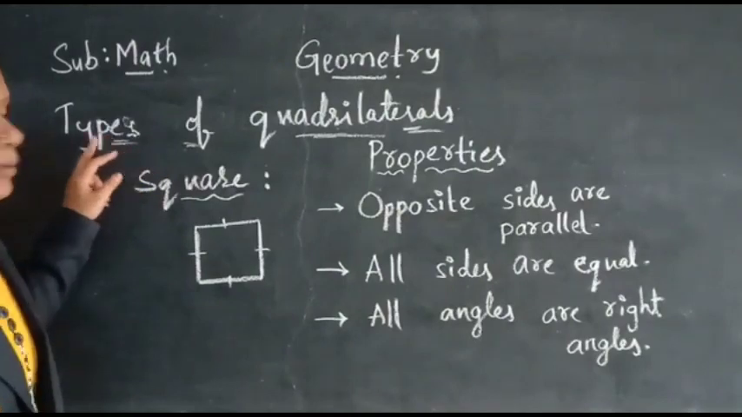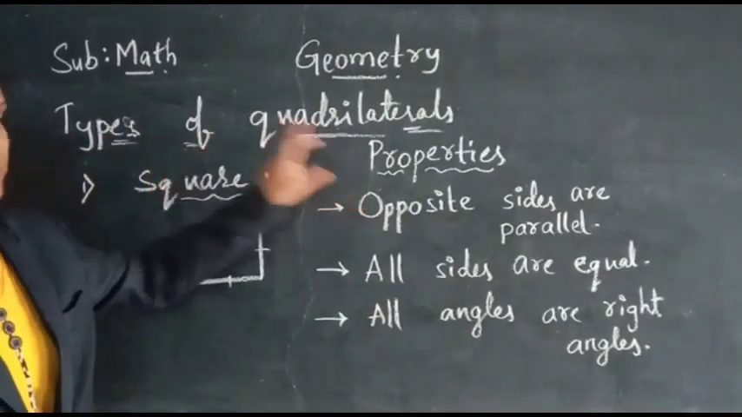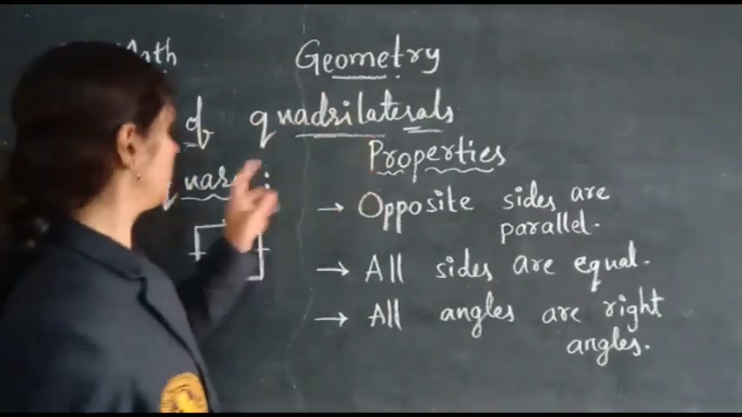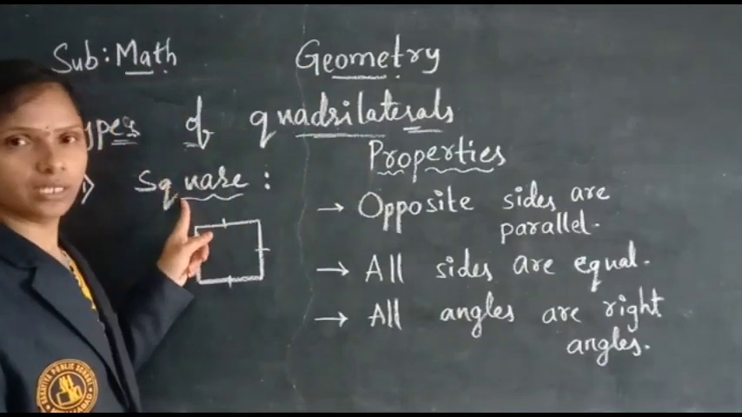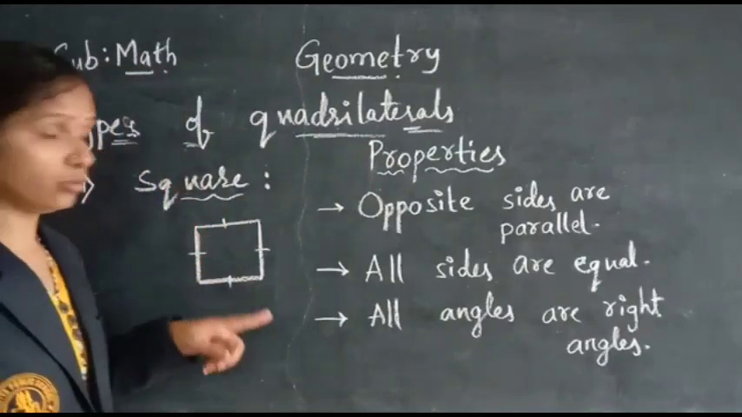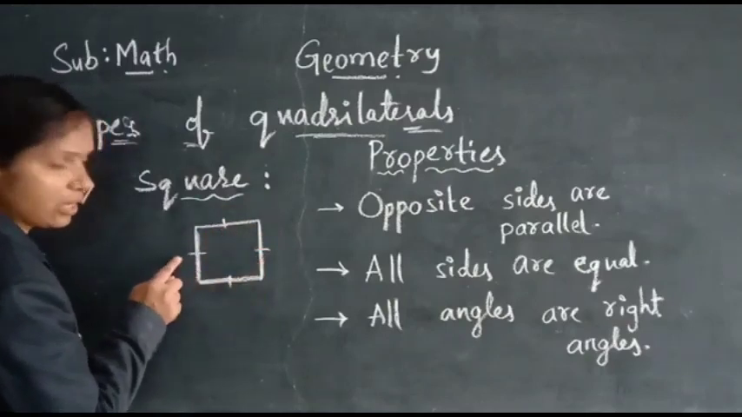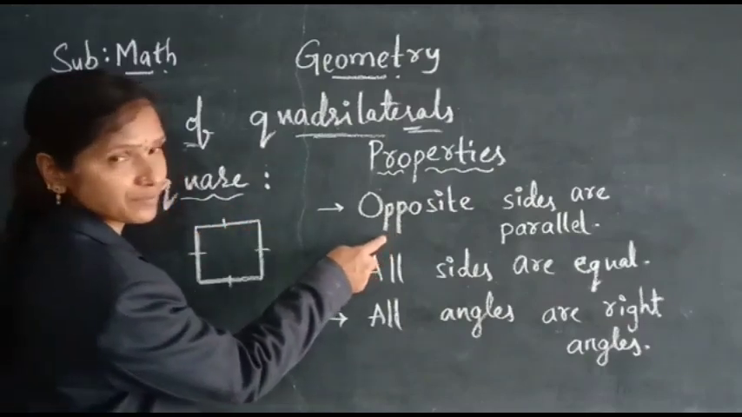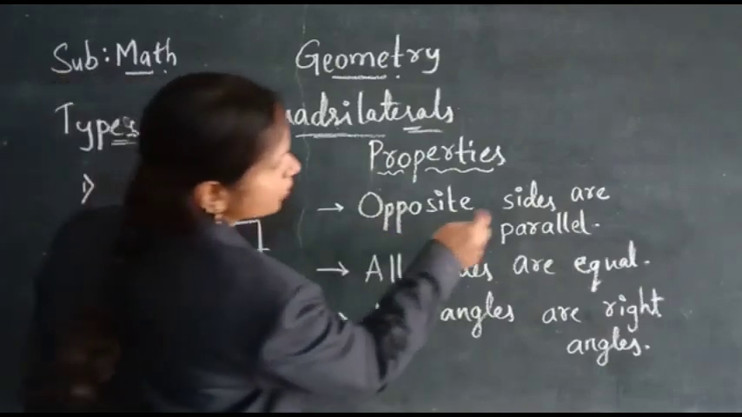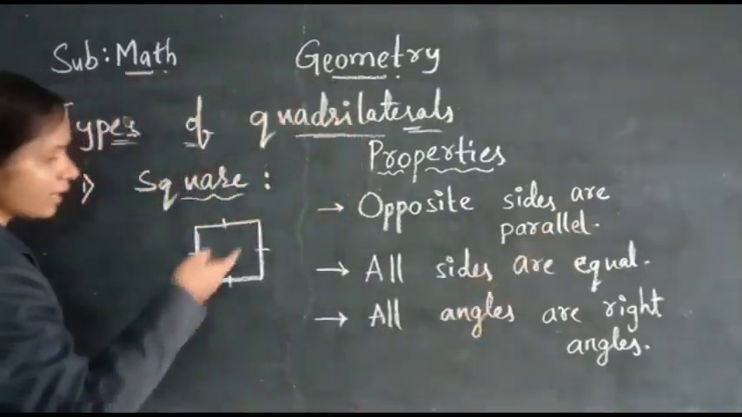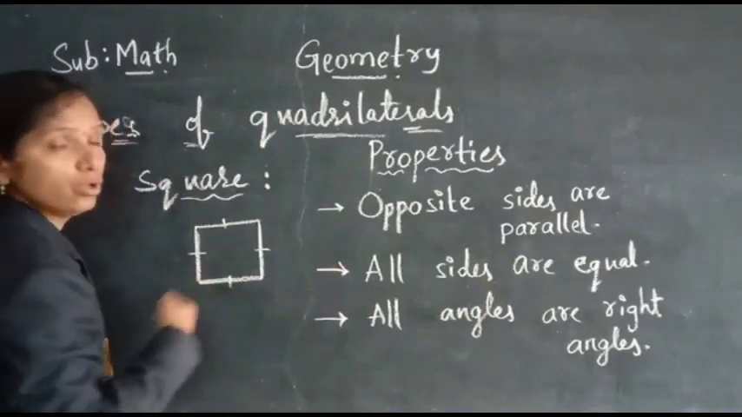Now we are going to learn about the types of quadrilaterals. Now the first one is the square. I already told you what a square means. Here you can see the square, all sides are equal, and we have some properties of a square. See, opposite sides are parallel. Parallel is nothing but, in the same way it should move.